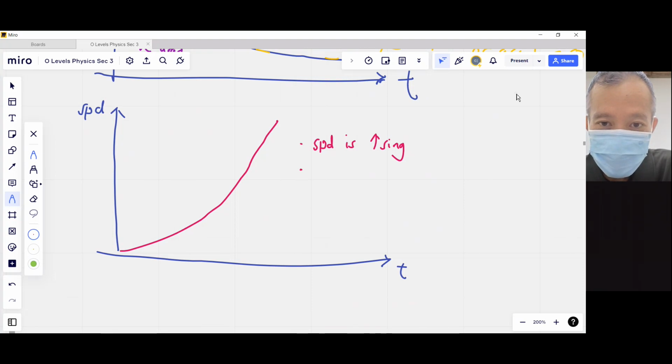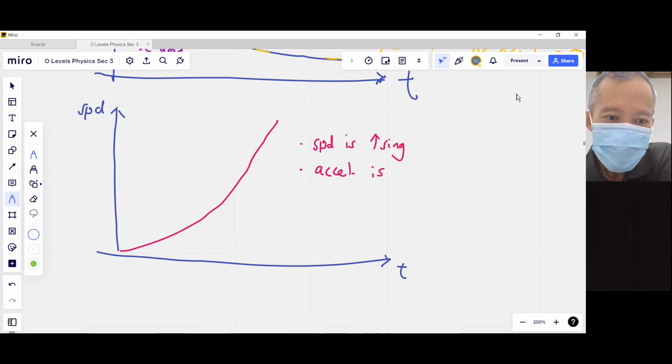So acceleration. Its acceleration is decelerating. No, is it accelerating or decelerating? Be sure. It's accelerating because it's going up. Yes, good. It's a positive curve. Accelerating gently.